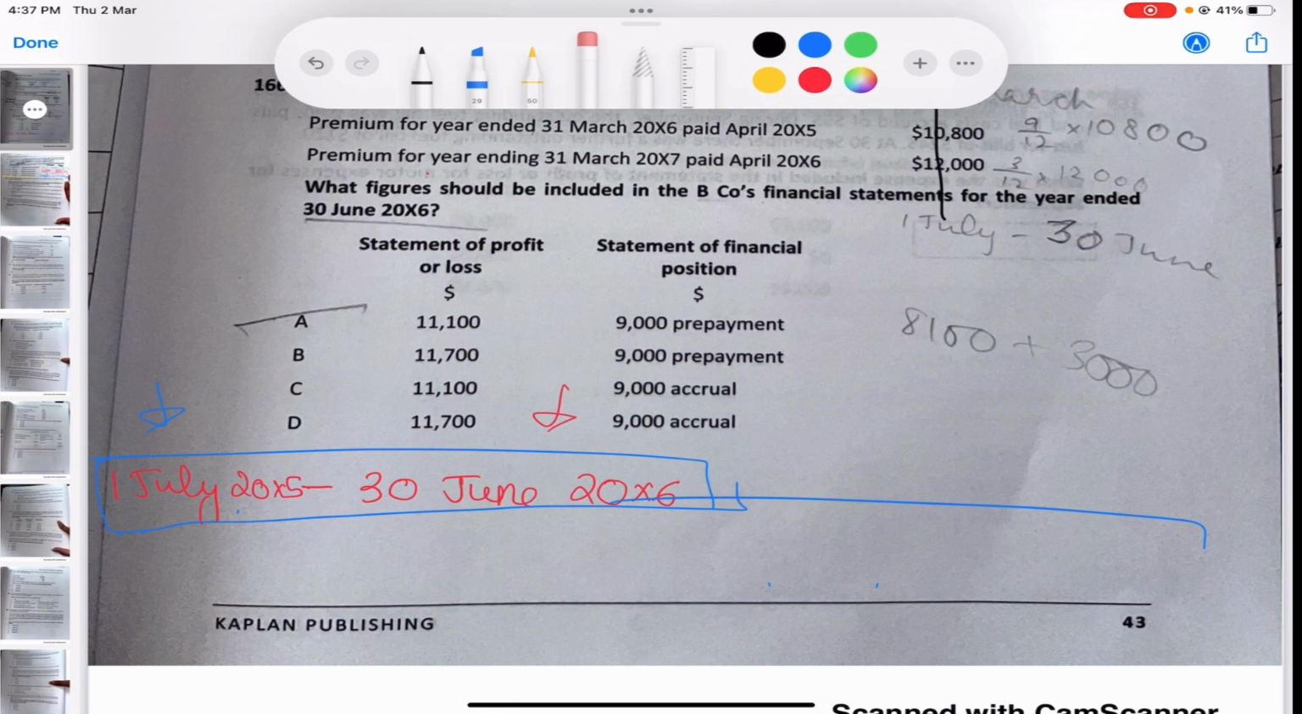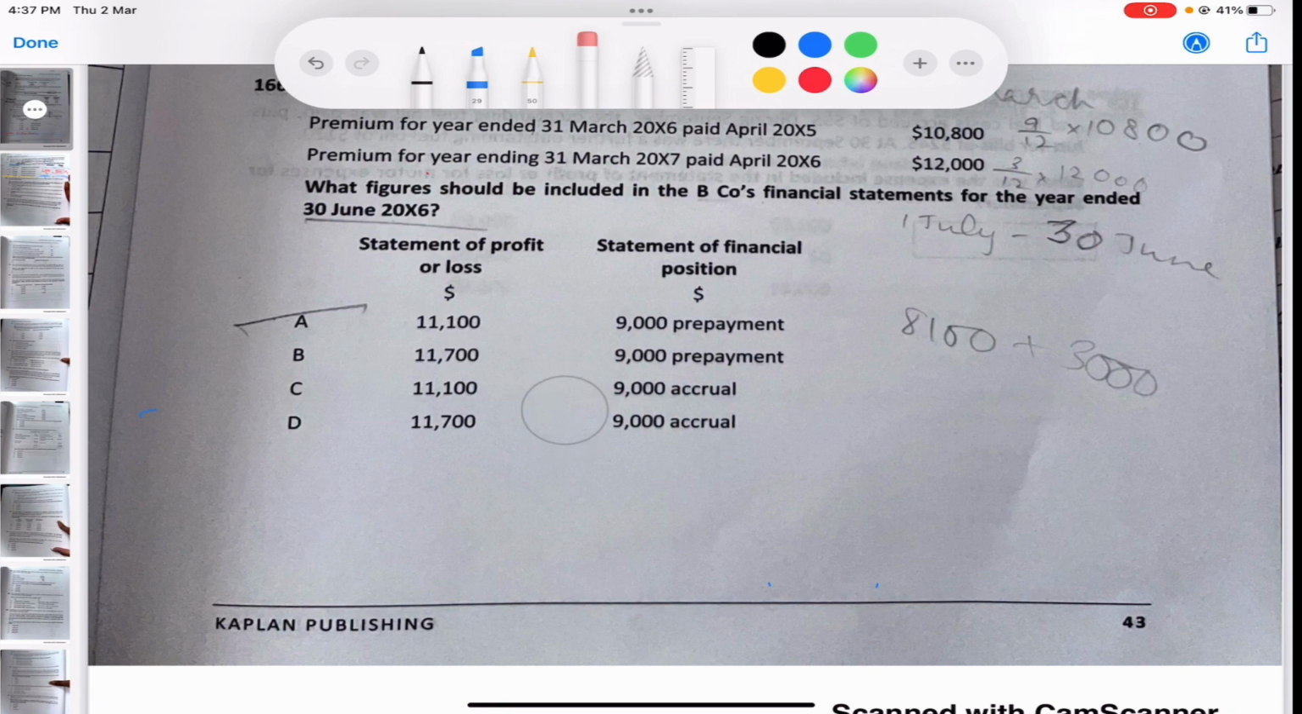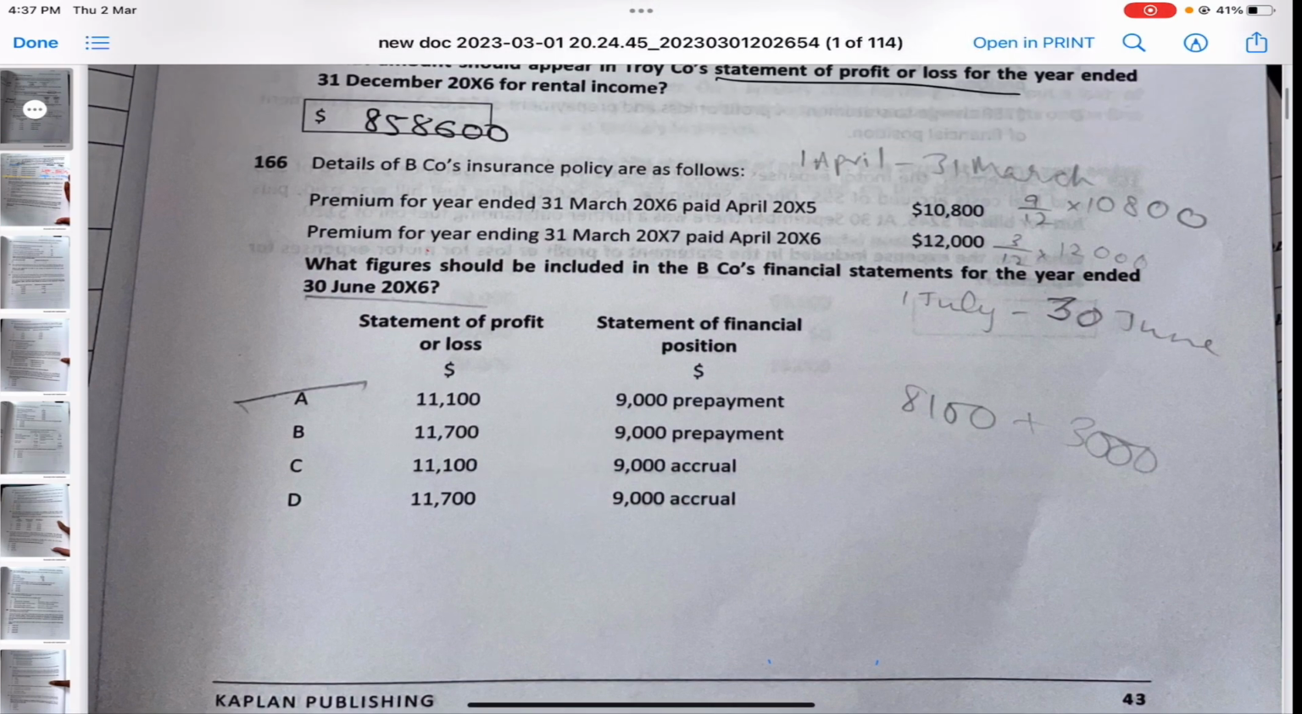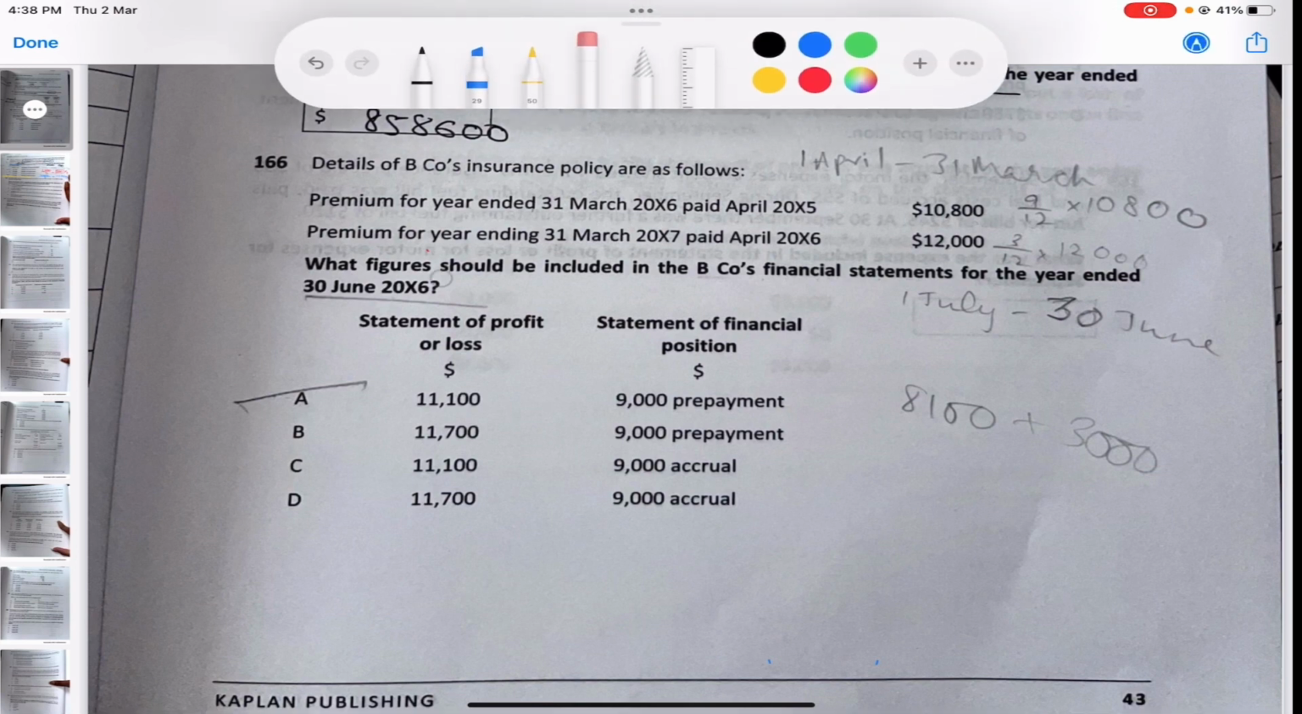This question is really important. 165. Let's discuss 165. Details of B company's insurance policies are as follows. Premium for the year ended 31st March 2006 was paid in April 2005. Premium for the year ended 31st March 2007 was paid in 2006. What figure should be included in B company's financial statements for the year ended 30 June 2006? So what is my year of concern?